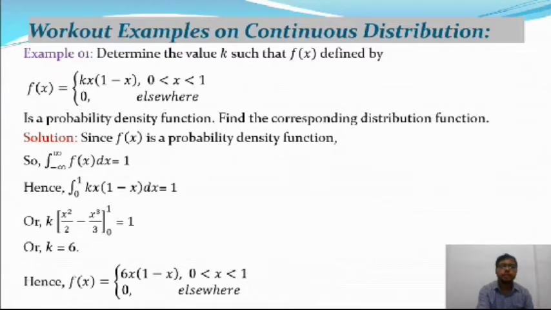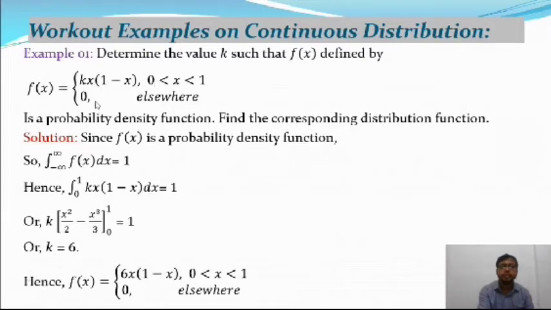So here is the solution of the given problem. Since the function fx is a probability density function, there are properties of the probability density function. The first property is fx greater than or equal to 0, and the second property is the integration from minus infinity to plus infinity of fx dx is equal to 1. So we will take the second property, that is, the integral from minus infinity to plus infinity of fx dx = 1.